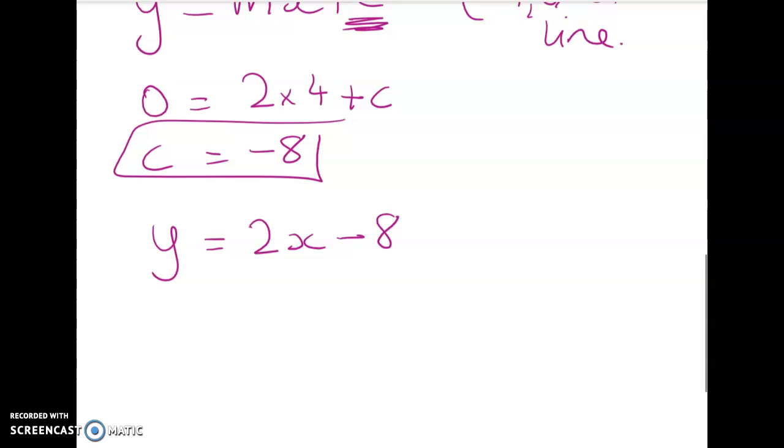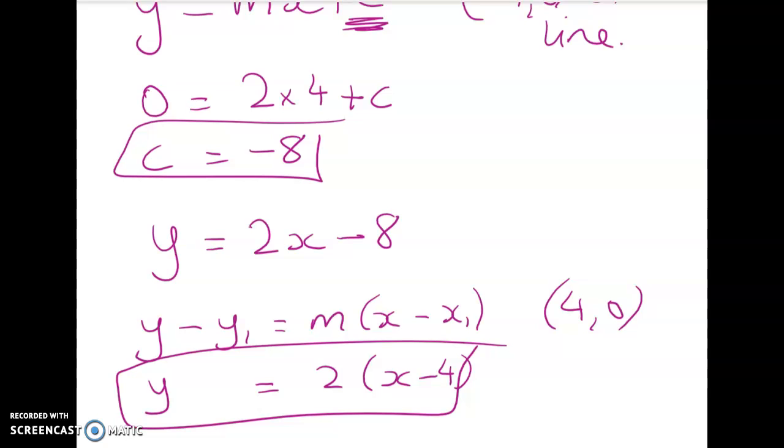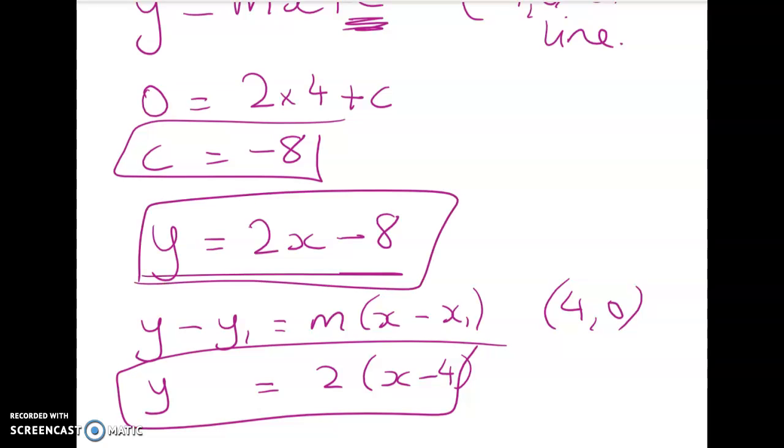And as I said, you could do that the other way. y minus y1 equals m into x minus x1. And your point, as above, is 4, 0. So you'd go y equals 2 times x minus 4. Now, the Cambridge markers actually gave that 4 marks. I'd much rather see it written out like that.